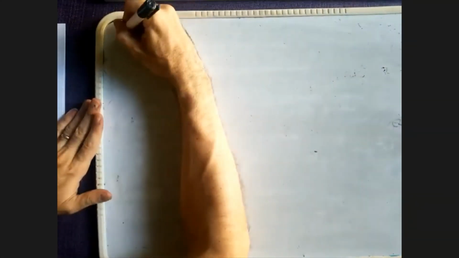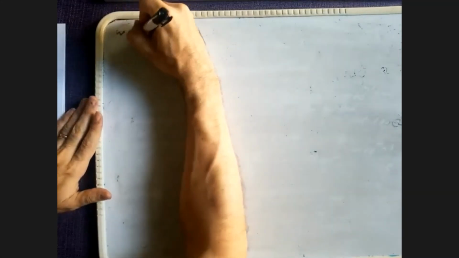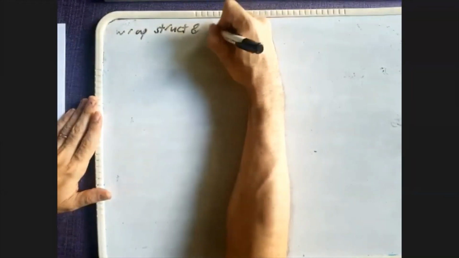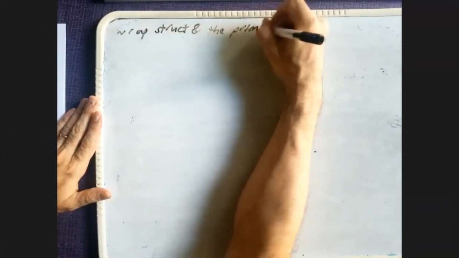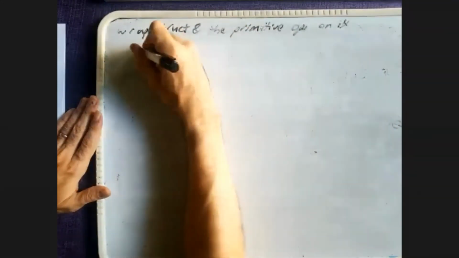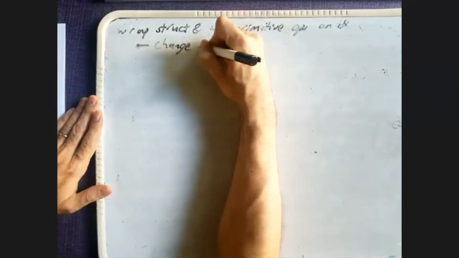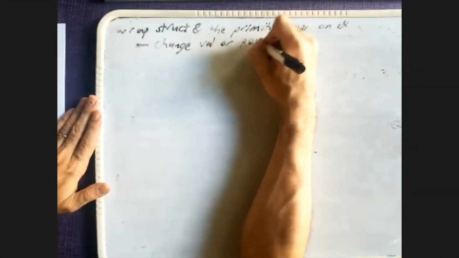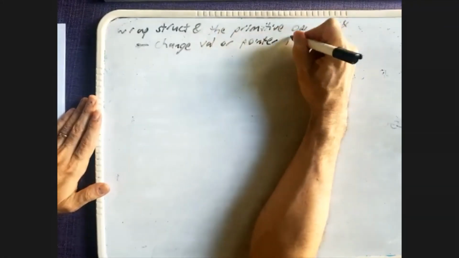All right. So what they're going to do is take any data structure, and what they are going to do is sort of wrap the data structure and the primitive operations on it. So if the data structure is made up of these fixed size nodes, then the way that you modify the data structure is by changing a value or a pointer in a node.